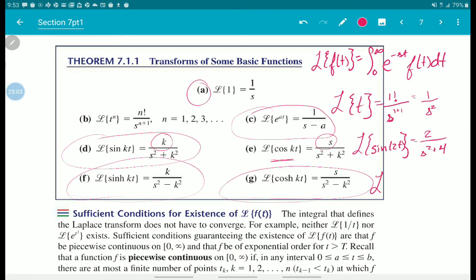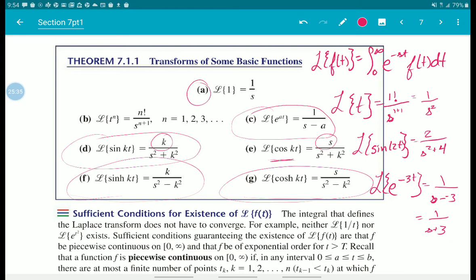When we found the Laplace of e to the negative 3t, our a was negative 3. So if we substitute that into this formula, it would be 1 over s minus negative 3, which would be 1 over s plus 3. So if you wanted to, you could go through and derive some of these for fun, or we can just use them, which is fine also.